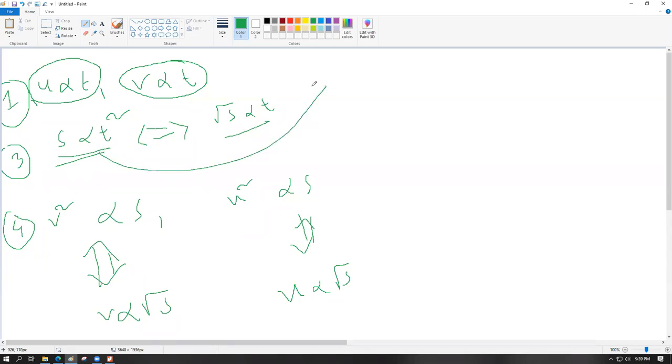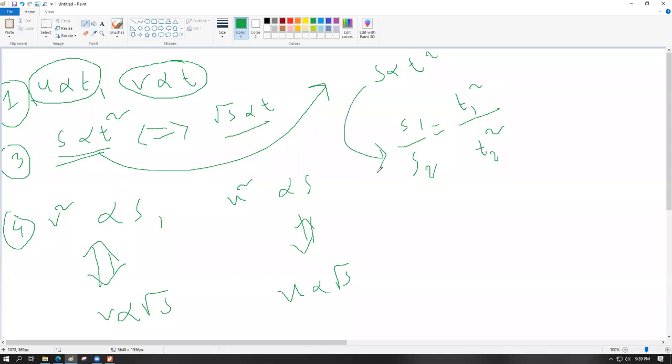Let's make a strategy for this. Let's say s proportional to t squared. I can convert this proportionality into a convenient equation in this format: s1 by s2 should be equal to what? t1 squared divided by t2 squared. See if it makes sense. The proportionality constant got cancelled out from both places because it's an equation.